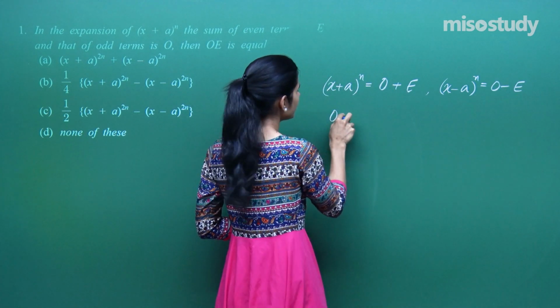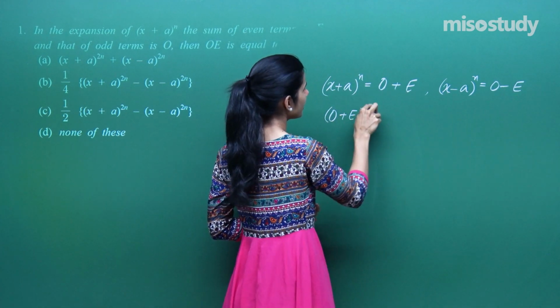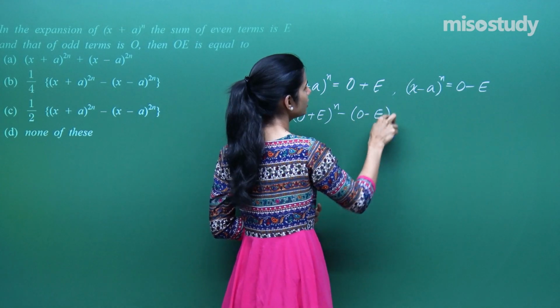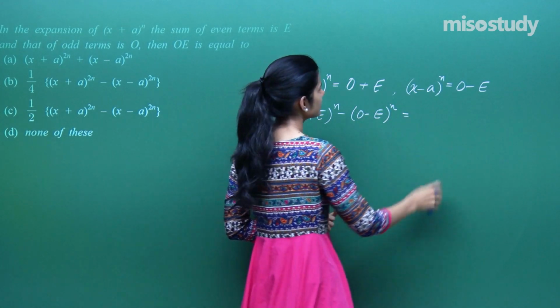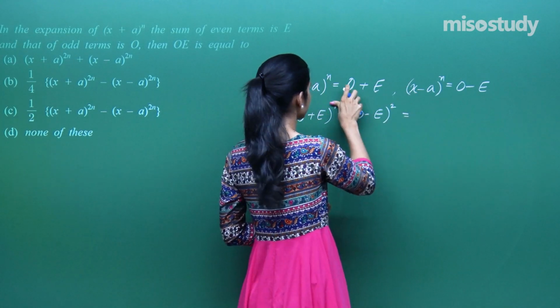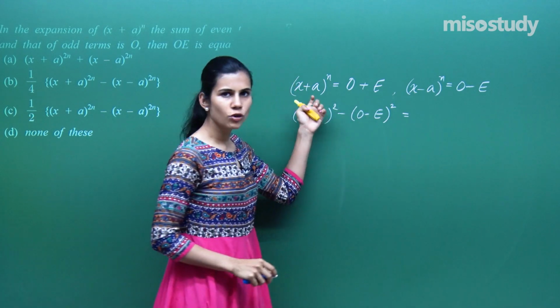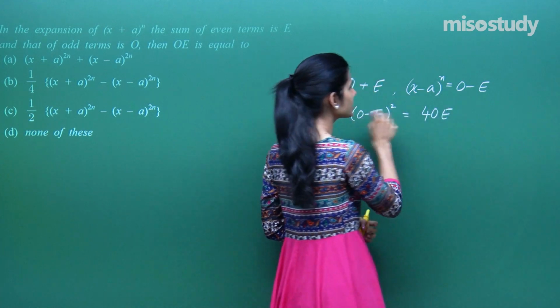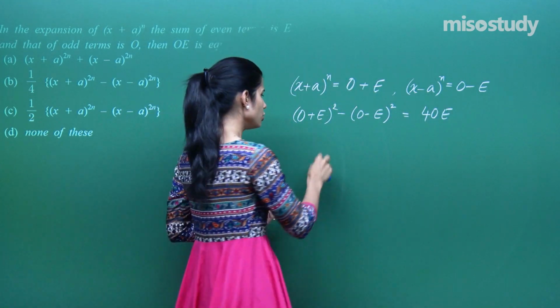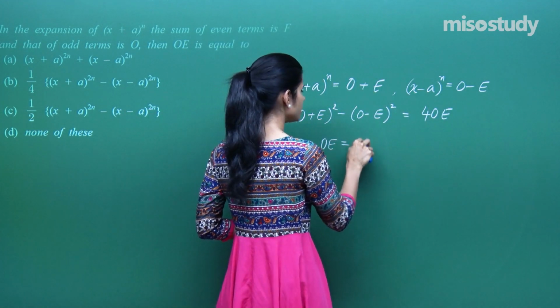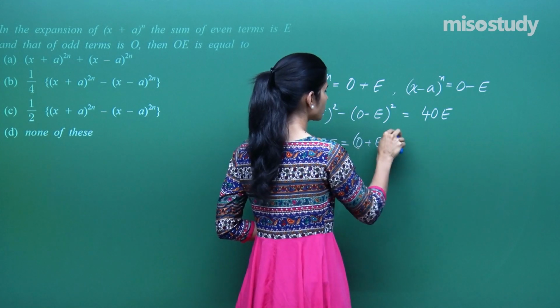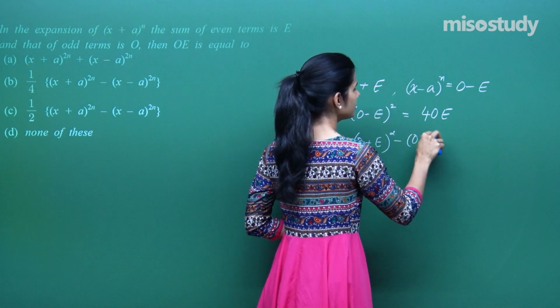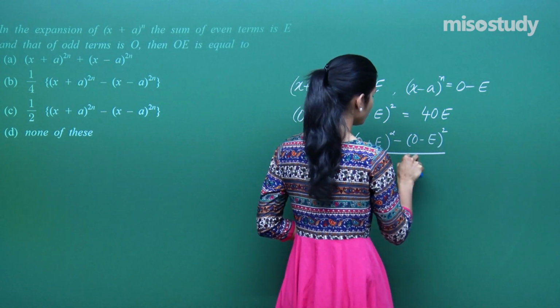We all know that (o plus e) whole to the power n minus (o minus e) whole to the power n is actually, or I should say square, not n, square. (O plus e) whole square minus (o minus e) whole square is equal to 4 times OE when you expand this by your basic formula. So what will OE be equal to? This will be equal to (o plus e) whole square minus (o minus e) whole square upon 4.